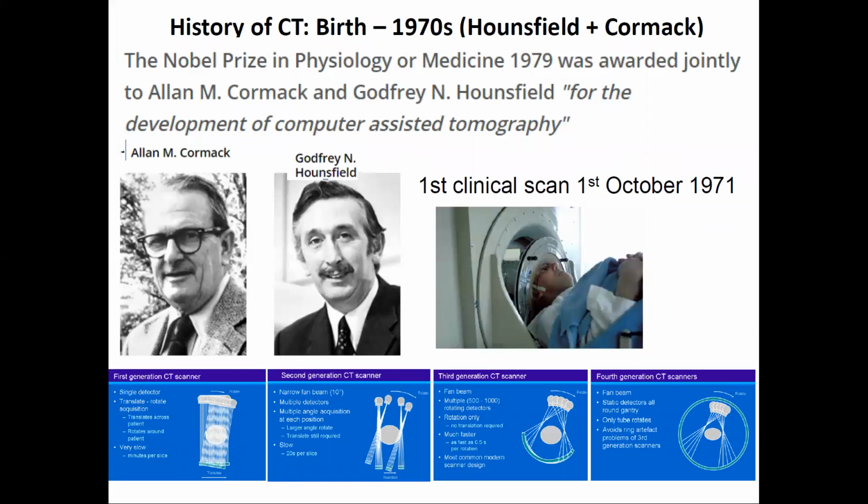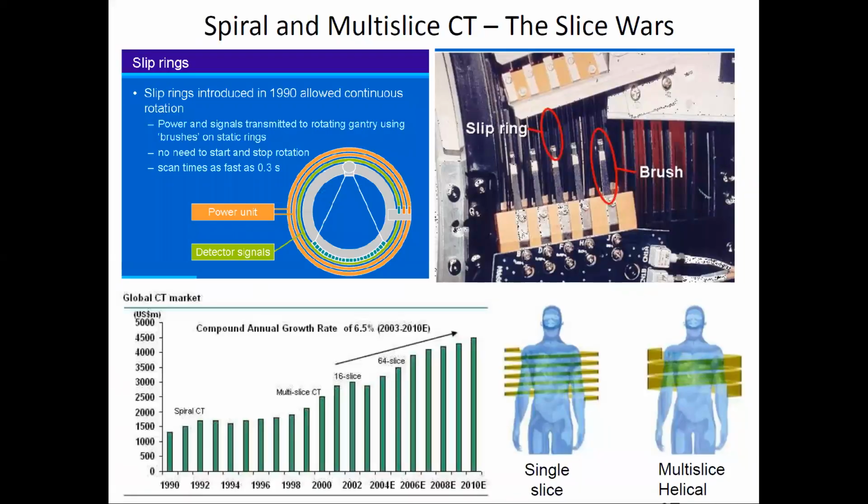Basically, third generation CTs were around within a decade of the first CTs, which were single slice, but they were still third generation, which is basically what all the machines are now. Fourth generation is sort of exotic prototypes.